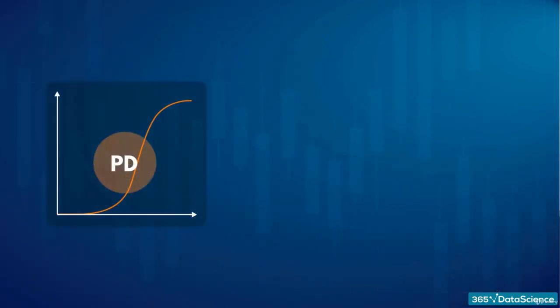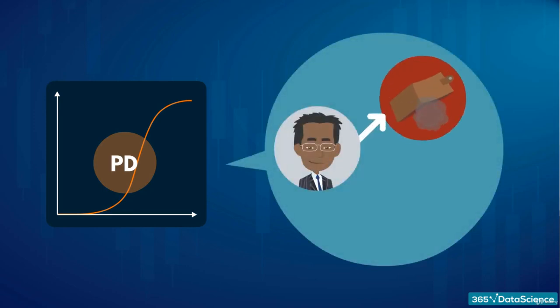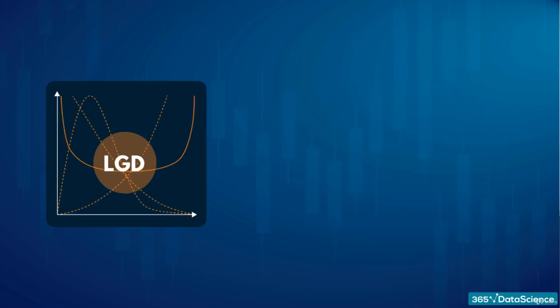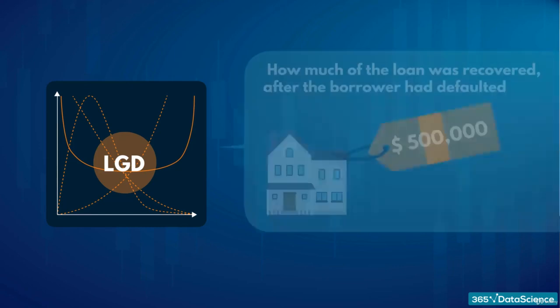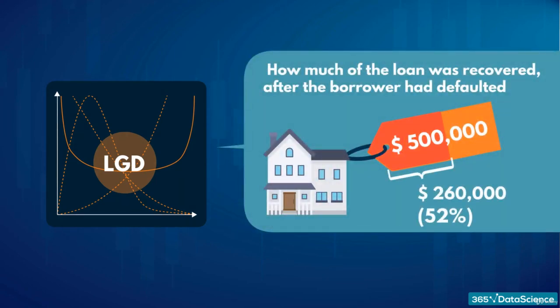For the PD model, we'll need an indicator, or a flag, whether the borrower defaulted or not. As we suggested in our previous lecture, the loan status will help us with that. For the LGD model, we'll need to calculate how much of the loan was recovered after the borrower had defaulted. This information is contained in the recoveries column, so that will be our dependent variable.